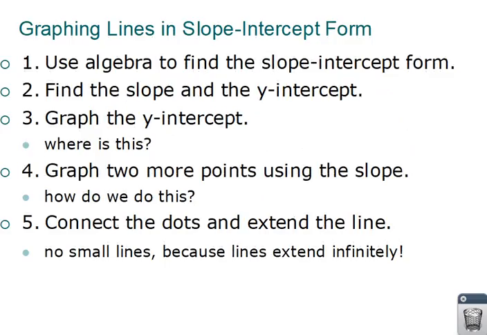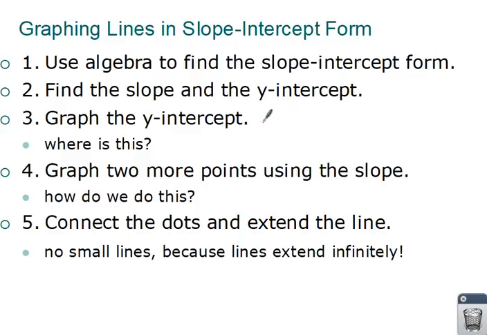All right, this is a surefire way to make sure you can graph. If you follow this 5-step program every single time, you will never miss a graph. Okay, first step is you have to use algebra to find the slope-intercept form. The easiest way to graph is to put it in slope-intercept form. I can graph it other ways, but that's the easiest. Okay? Once you've got it in slope-intercept form, then you can go to number 2 and you can find the slope and the y-intercept.